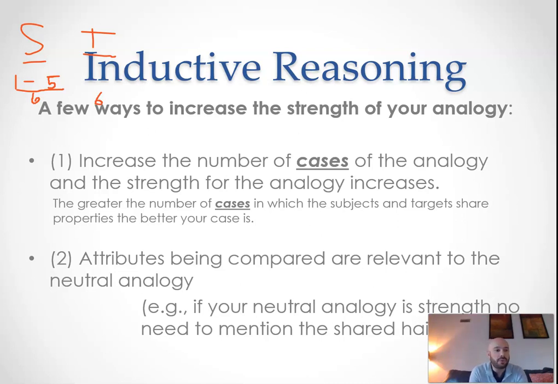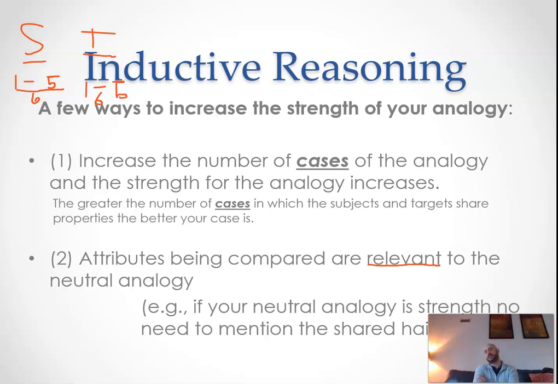So relevancy is very important between the attributes your source has and attributes your target has, these 1 through 5 here, and the neutral analogy, that is a prediction that because S has 1 through 5 and 6, and T has 1 through 5, it's likely the case that it has 6 as well. So this is going to be making sure that your traits are relevant. We'll come back to number 1 in a moment, but you want to make sure that your traits are relevant between the source and target.